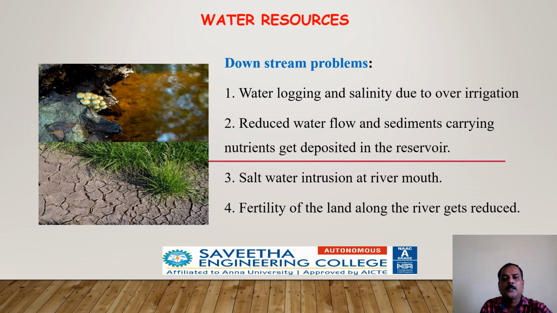Downstream problems like waterlogging and salinity are due to over-irrigation, whereas saltwater intrusion occurs at the river mouth. It reduces water flow, and sediments carrying nutrients get deposited in the reservoir, whereas the fertility of the land along the river gets reduced.